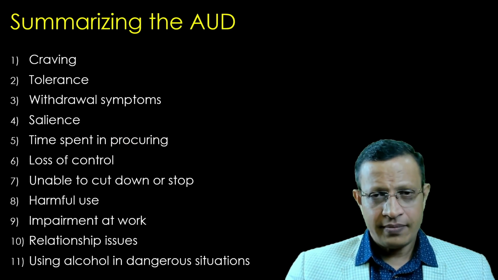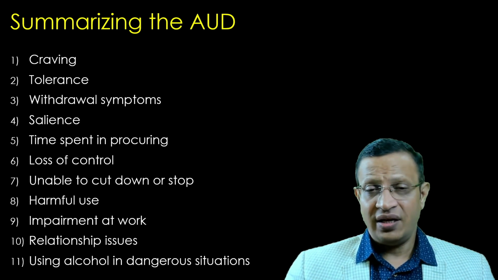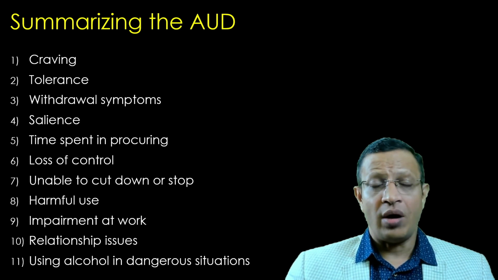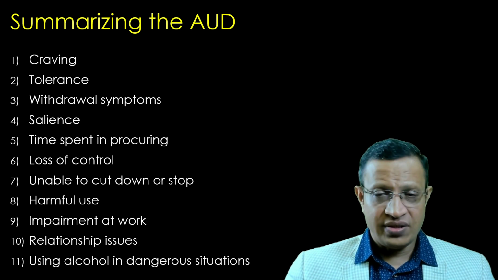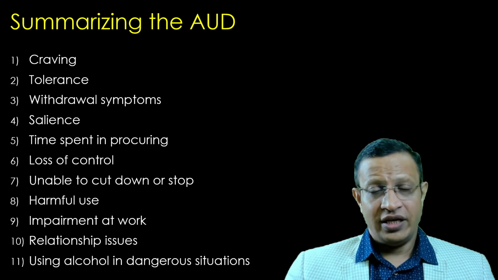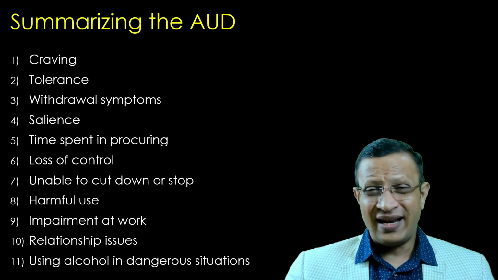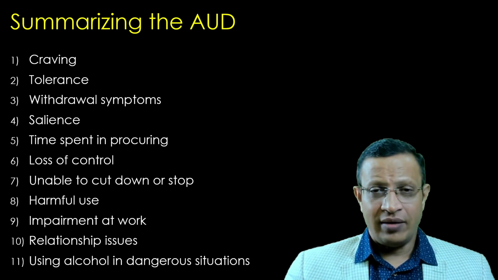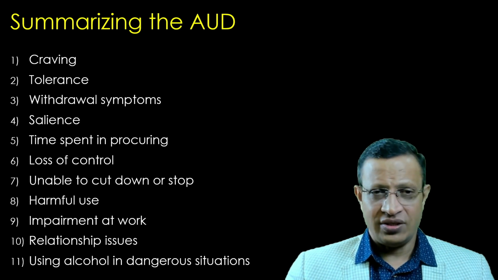To summarize, the 11 symptoms are: craving. The person starts drinking, he has craving. Because he is drinking, he has tolerance. He has to take more alcohol to get the same kick. If he doesn't take it, he has withdrawal symptoms. Hence, he spends most of the time taking alcohol and has neglected all his other pleasurable activities, that is salience. He spends most of the time procuring alcohol, drinking alcohol, or being under intoxication.